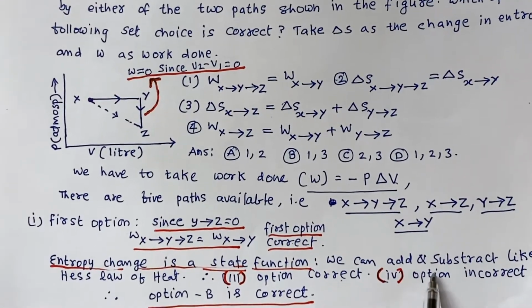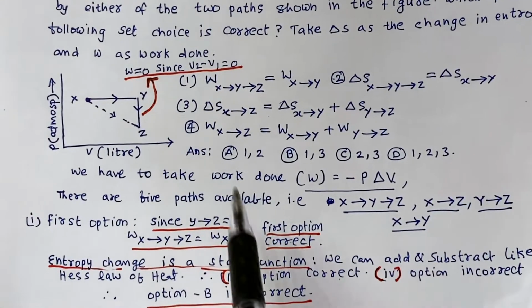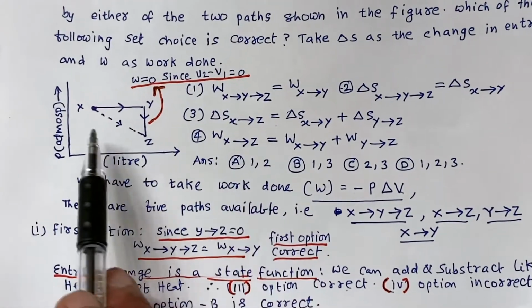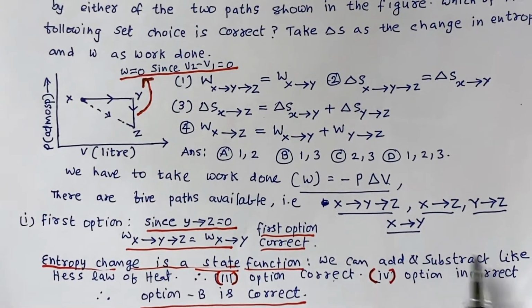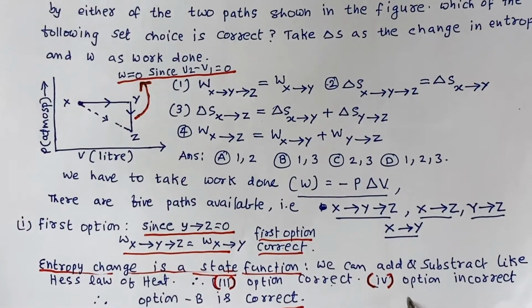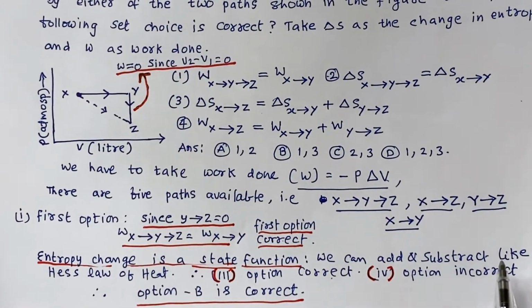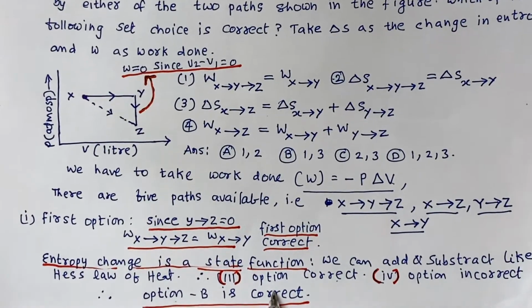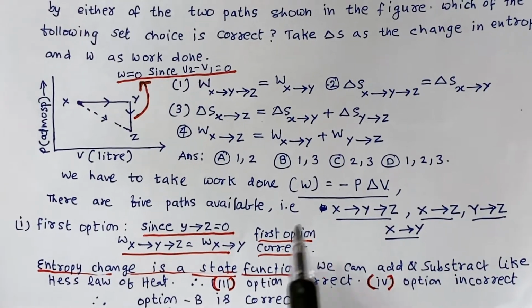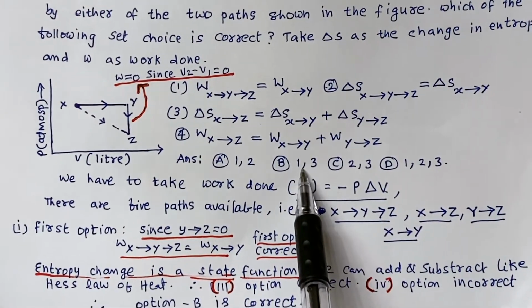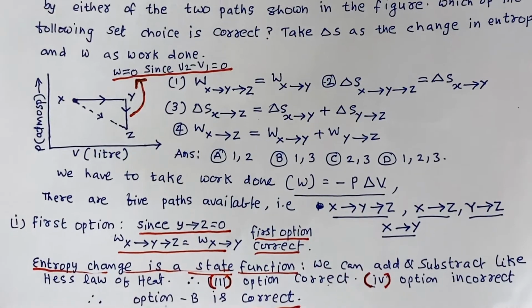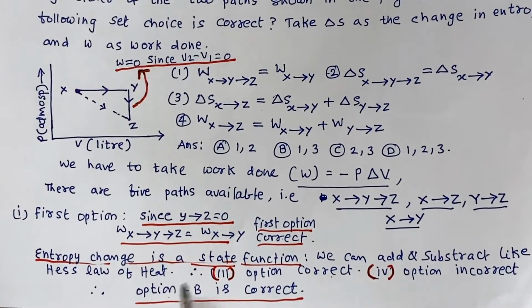So the fourth option is incorrect, since it is not following this: W for X to Z will be different in both cases. So this work will be coming different in the two cases. So the fourth option is incorrect. Option B is correct, since options 1 and 3 are the only correct statements.